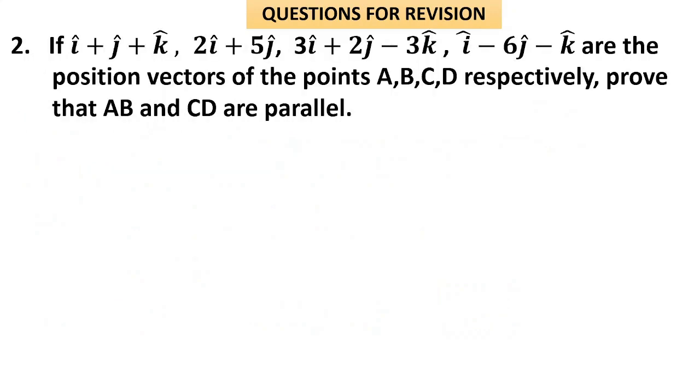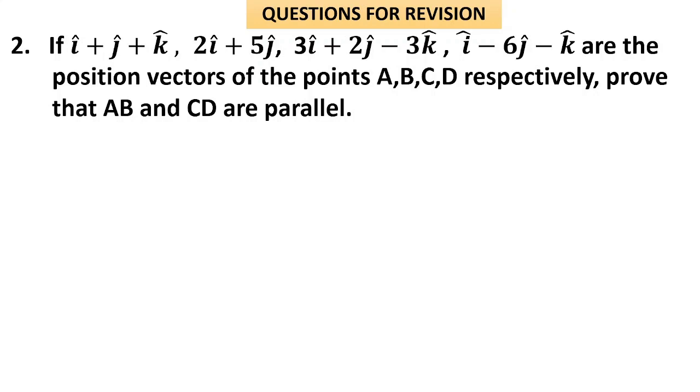Now let us go to the next question where you have been given the position vectors of the points. Already we have discussed what we mean by position vector. When the position vector of A is given, OA is given. Position vector of B means OB is given. Position vector of C means OC is given, and position vector of D means OD is given. They are the position vectors of the points. Prove that AB and CD are parallel.